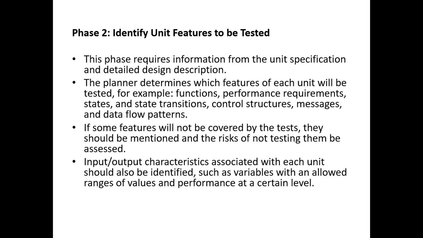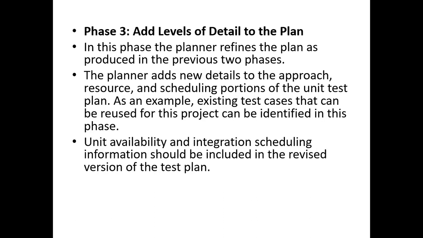So next, if some features will not be covered by the testers, they should be mentioned and the risk of not testing them be assessed. Input or output characteristics associated with each unit should also be identified, such as variables with allowed ranges of values and performance at a certain level. So this is phase 2, identify unit features to be tested.